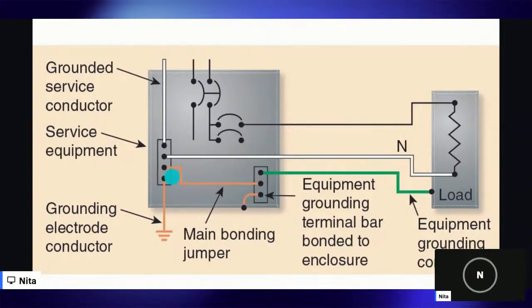Our GEC, grounding electrode conductor, which is a thicker copper wire, is connected to our neutral bar. It connects our neutral bar to the ground rod outside. See? GEC. We have a bonding jumper that connects the grounding bar and the neutral. This is only allowed in the main panel.